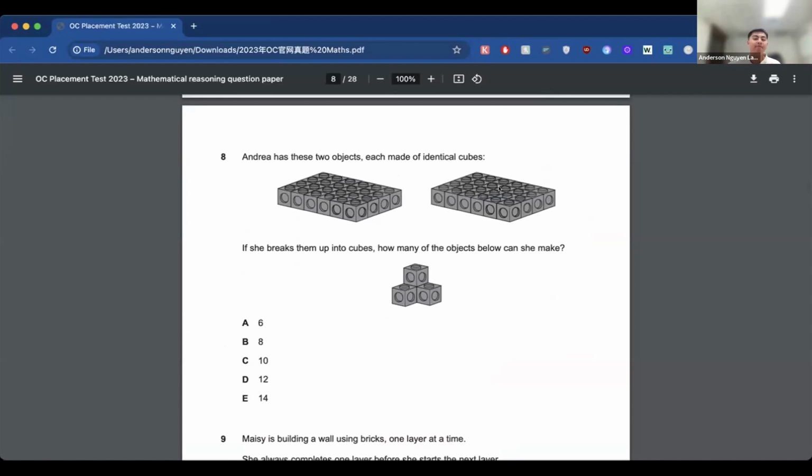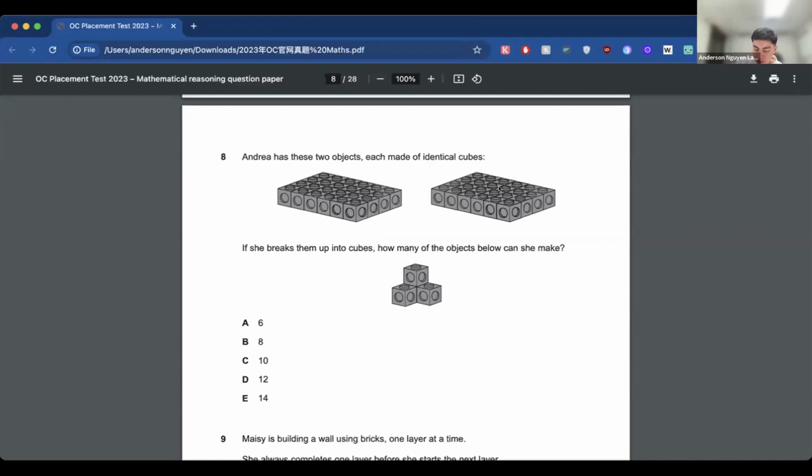Question 8. For this question, it might look super scary if you just look at the diagrams, but if you read the question, it becomes simpler. The question tells me Andrea has 2 objects, each with an identical number of cubes. So at some stage, you're going to have to figure out how many cubes there are in each block. Then she's going to break them up into tiny cubes, and wants to know how many of the objects below she can make with the cubes that she has.